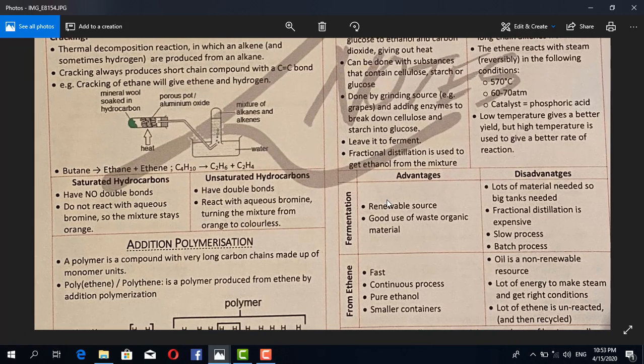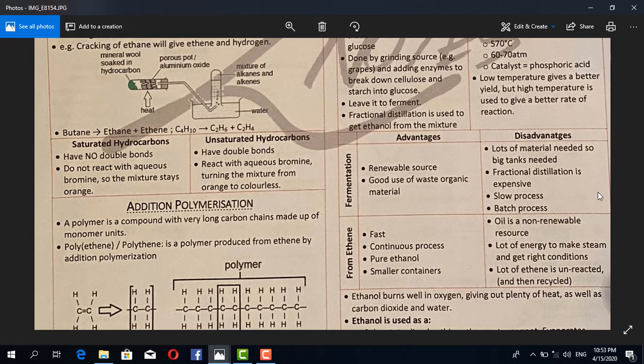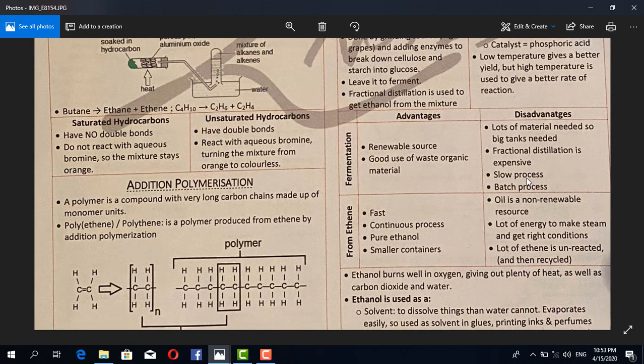The advantages and disadvantages of fermentation. As an advantage, it's a renewable source and a good use of waste organic material. Meanwhile, the disadvantage is that lots of material is needed, so big tanks are needed, and fractional distillation is a bit expensive and time consuming. It takes time, and it's a slow process.